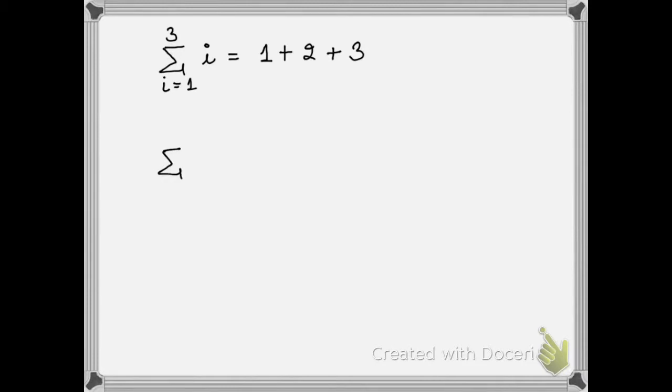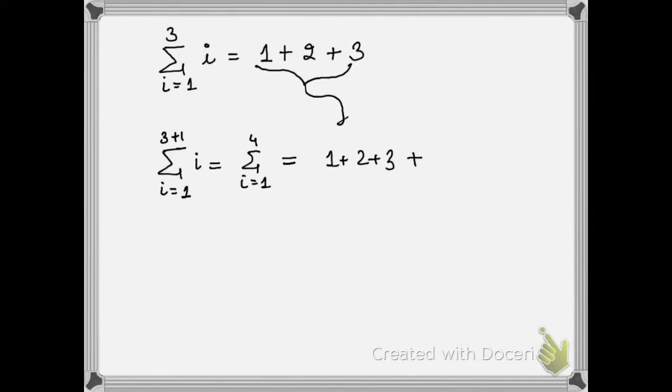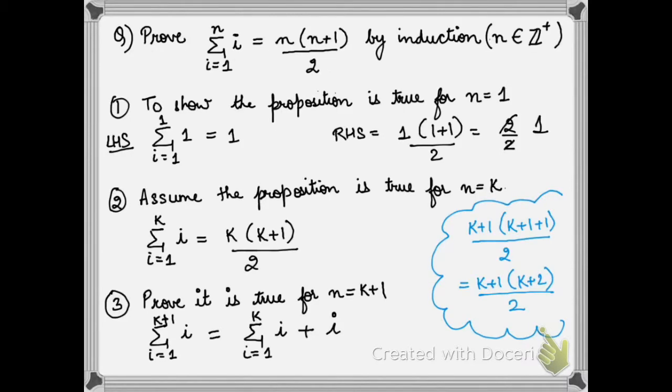Now if I ask you to find the sum of i equals 1 all the way to 3 plus 1, which is the same as i equals 1 to 4, you can say that this is the same as 1 plus 2 plus 3, plus another value of i, which is 4 at the moment, the value of i at the k plus 1th position, which is 4. In a similar way, this equation can be written as the sum of i all the way to k of i plus the k plus 1th value of i.